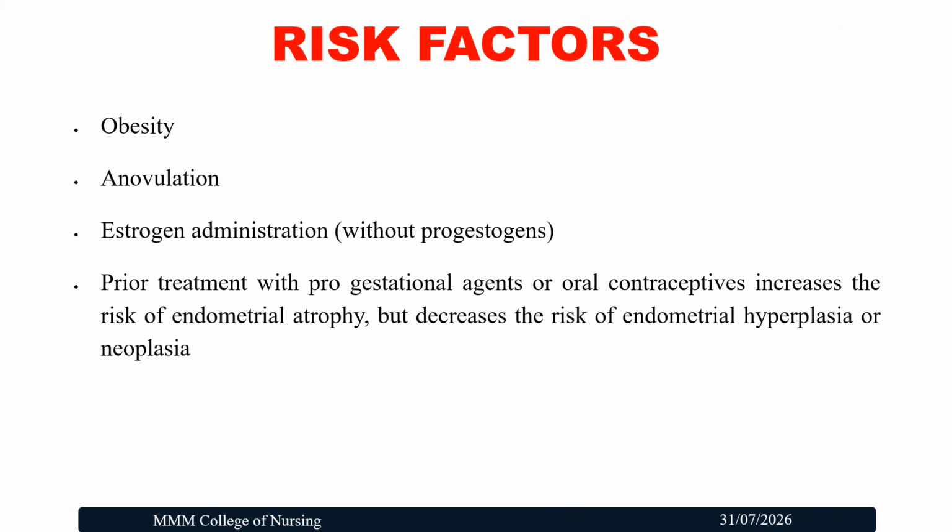The risk factors are obesity and anovulation, and estrogen administration without progestogens. Prior treatment with progestational agents or oral contraceptives increases the risk of endometrial atrophy, but it decreases the risk of endometrial hyperplasia or neoplasia.